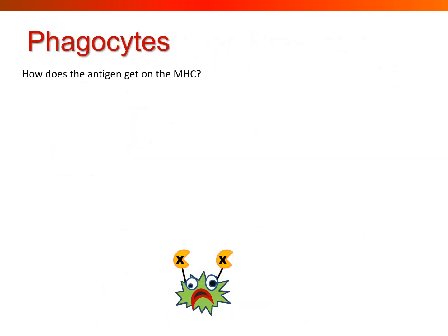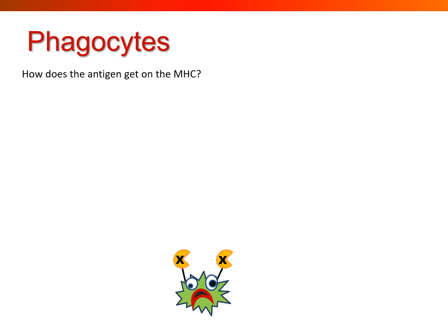Now, a moment ago, I said that T cells are going to recognize processed fragments of antigens that are displayed in their major histocompatibility complex receptors. So at this point, the question becomes, how are the antigens processed and how do they get onto that receptor?